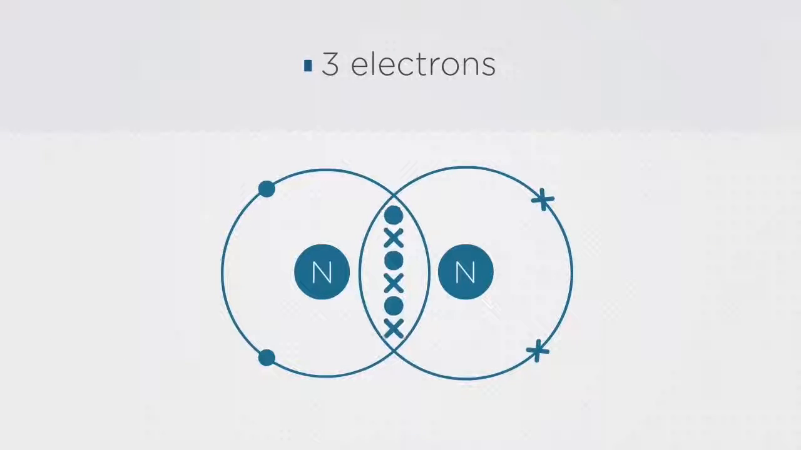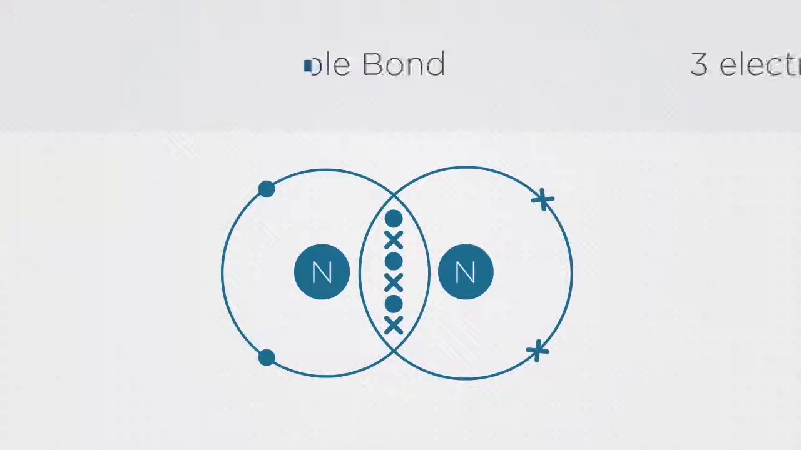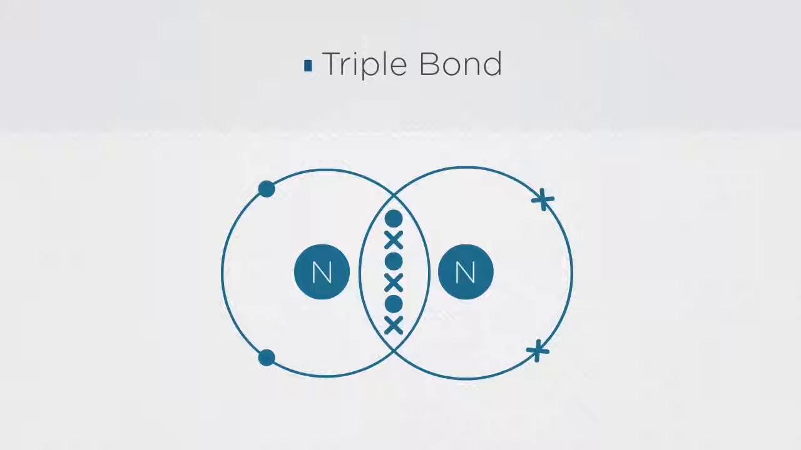You should see that there are 3 shared pairs of electrons in the overlap of the shells. This is called a triple bond. You should also notice that this example fulfills the octet rule.